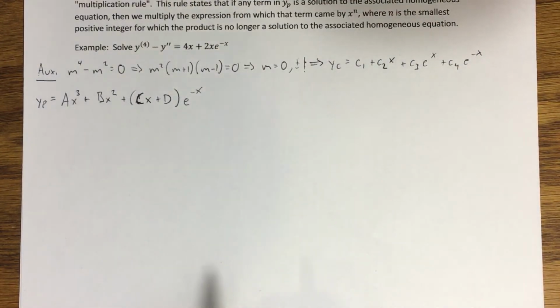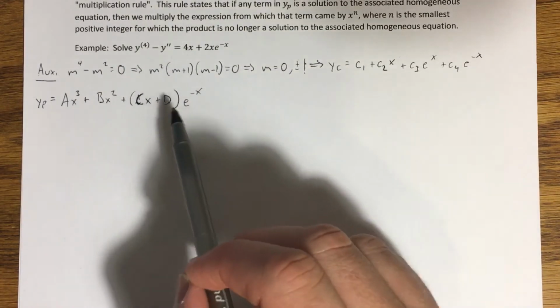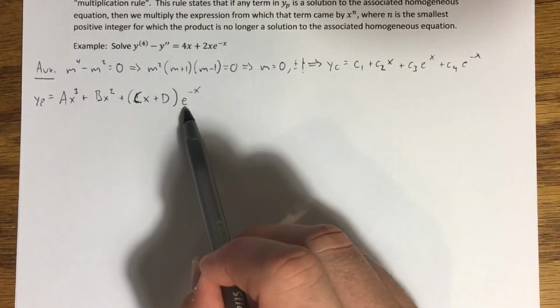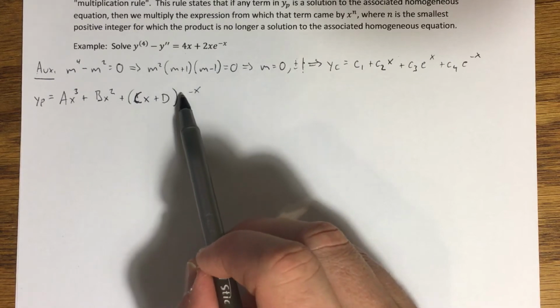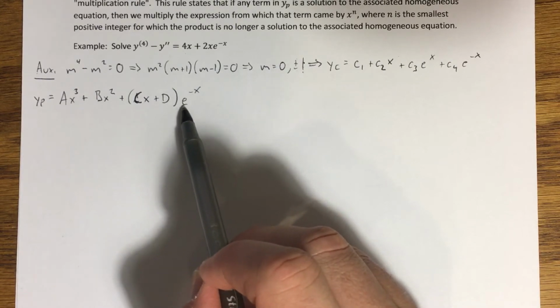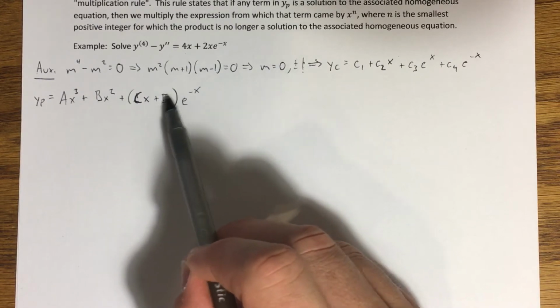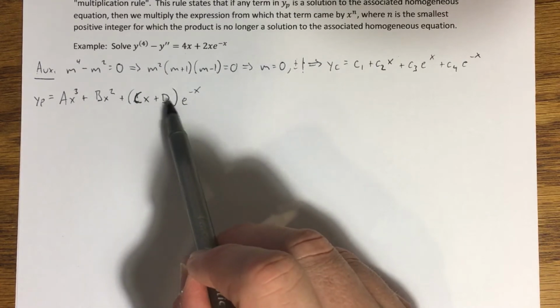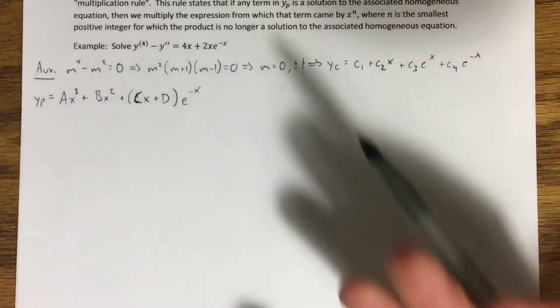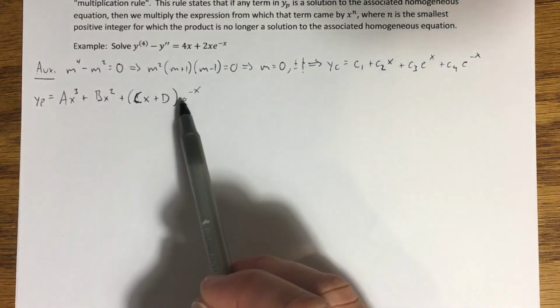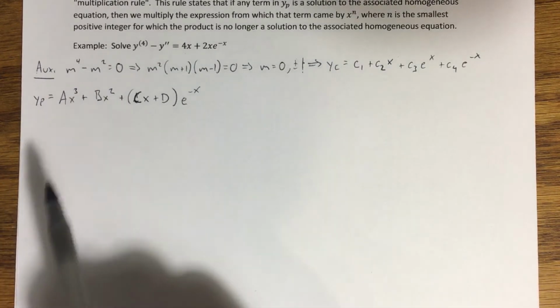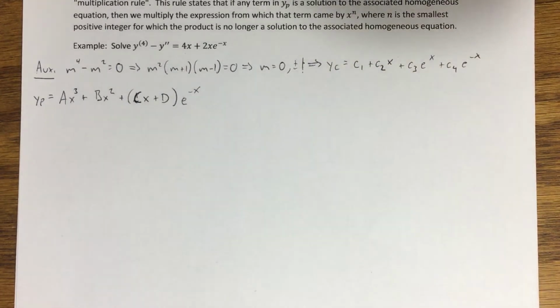Okay? Now you may look at this and say, why did I not multiply by a capital E, e to the negative x? The reason is that the constant that would have appeared there could have been multiplied into these parentheses and turned this c and d into just some other constant anyway. So it's unnecessary and redundant to put another constant in here. This will actually suffice.